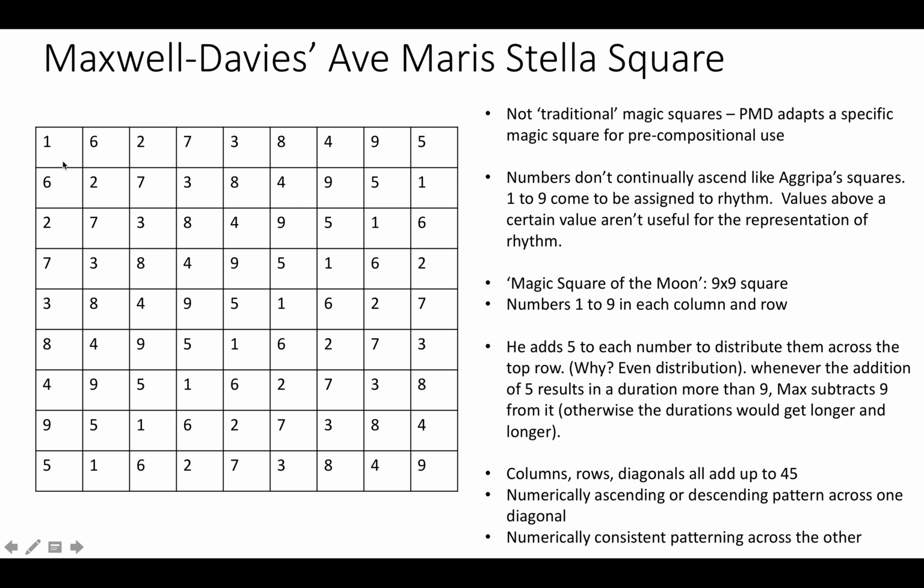So here we can see we have the numbers 1 to 9 in each row and column. So we can trace that 1, 2, 3, 4, 5, 6, 7, 8, 9. And these are repeated in a different order each time.